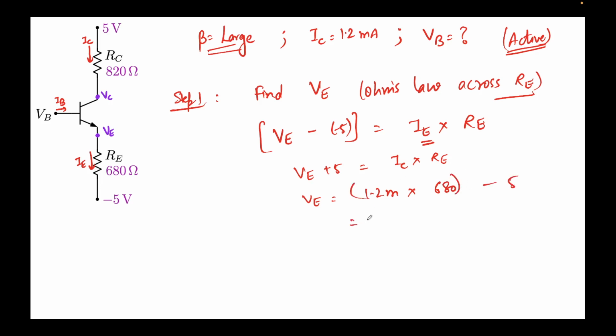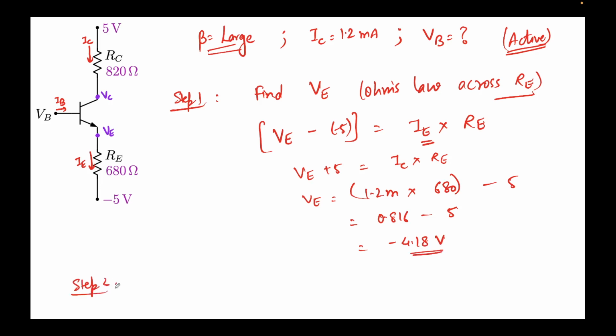Bringing it to this side, use the calculator. 1.2 milli times 680 is coming out to be 816, sorry, this is in milli, so divided by 1000 it comes out to be 0.816 minus 5. If we do that, this expression comes out to be minus 4.18 volts. So VE we have obtained as minus 4.18 volts.